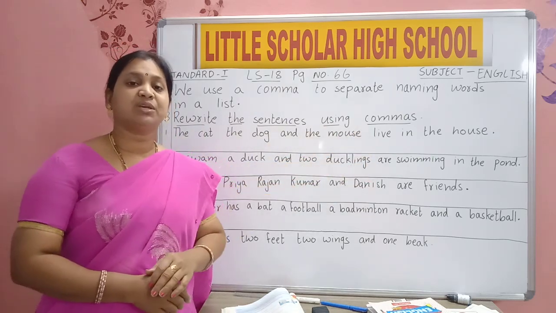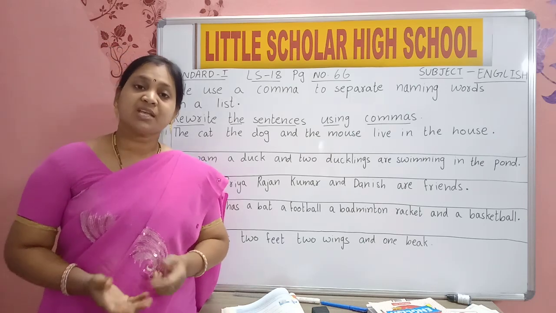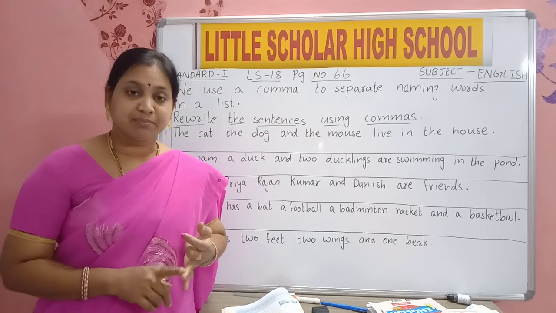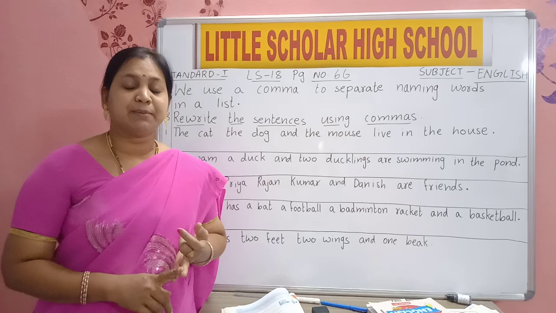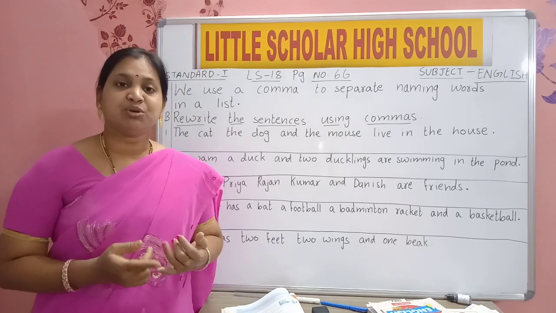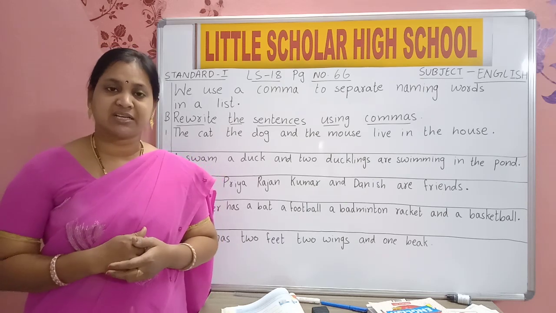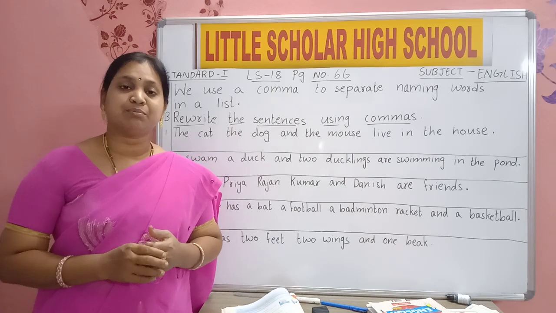And also we use capital letter for special names. Special names means names of people, names of important places. All these are special names. When we write names of people, we write with a capital letter. When you write your name, you will start with a capital letter. When you write your father's name, you will write with a capital letter. For all special names we use a capital letter, like important places.